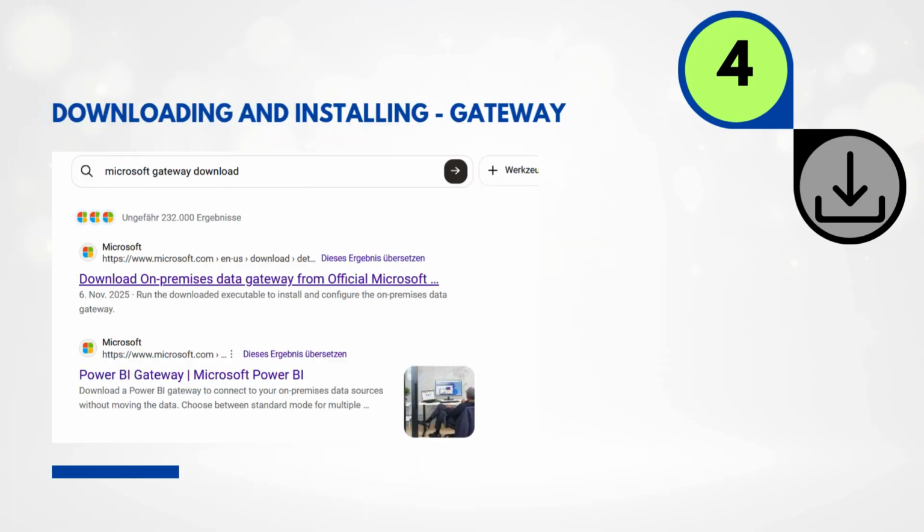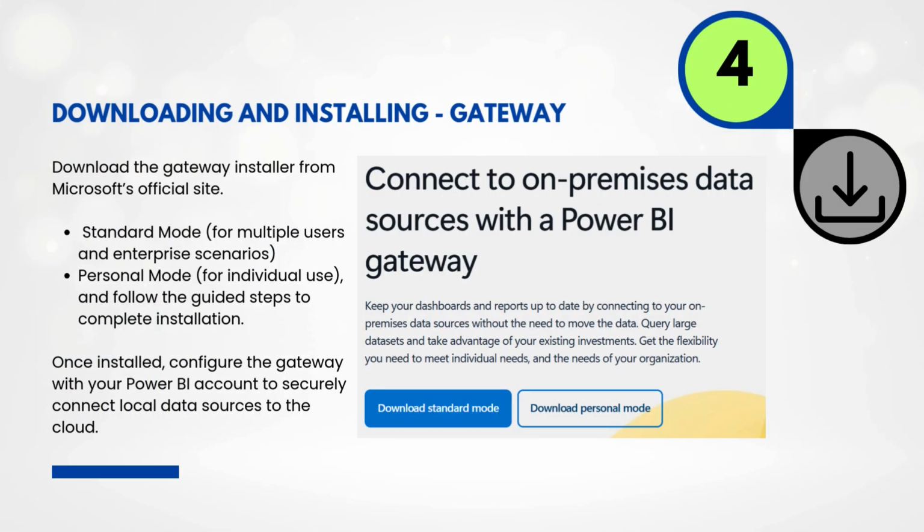Downloading and installing Power BI Gateway. Sometimes the first step toward connecting your on-premises data to the Power BI service begins with something very simple, downloading the Power BI Gateway. But behind that simple action is an important moment. You are setting up the secure doorway that will allow your local data to reach the cloud safely and reliably.